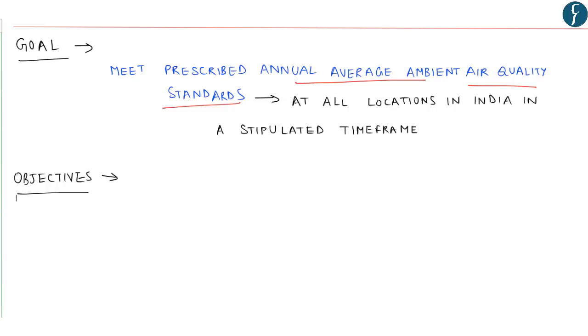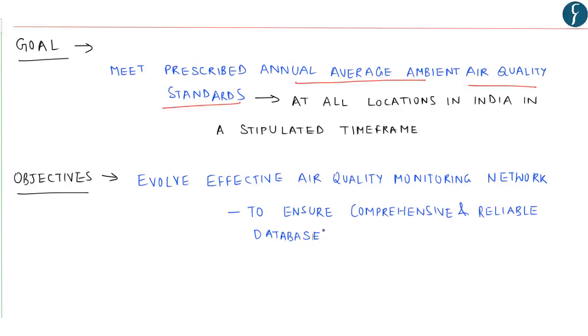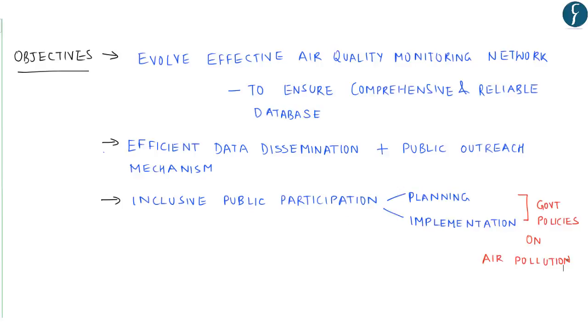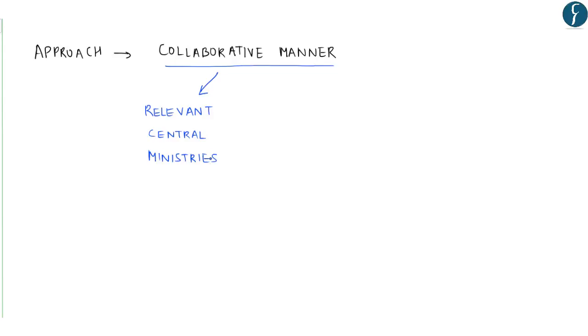The objectives of NCAP are to augment and evolve effective and proficient ambient air quality monitoring network across the country, to ensure comprehensive and reliable database, to have efficient data dissemination and public outreach mechanism, for timely measures for prevention and mitigation of air pollution, and for inclusive public participation in both planning and implementation of the programs and policies of the government with respect to air pollution, and to have feasible management plan for prevention, control and abatement of air pollution. And the approach for this particular program is collaborative, multi-scale and cross-sectoral coordination between relevant central ministries, state governments and local bodies in a participatory manner.